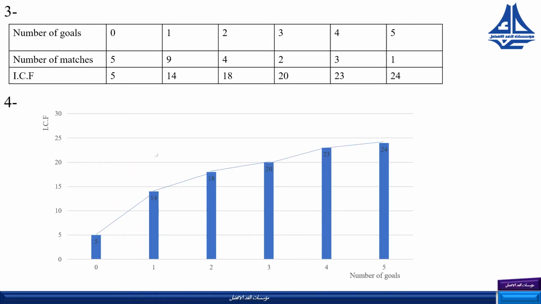Now for the third part, set up the increasing cumulative frequency table. Here we should find the increasing cumulative frequencies. On the table, the first number in ICF is the same as the number of matches, which represents the frequency here. 5 plus 9 is 14, 14 plus 4 is 18, 18 plus 2 is 20, 20 plus 3 is 23, and 23 plus 1 is 24.